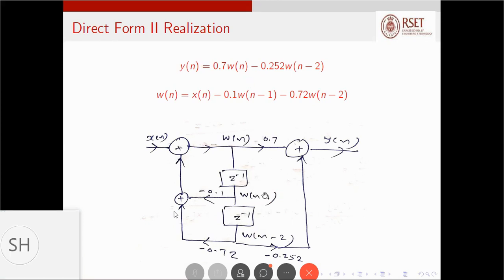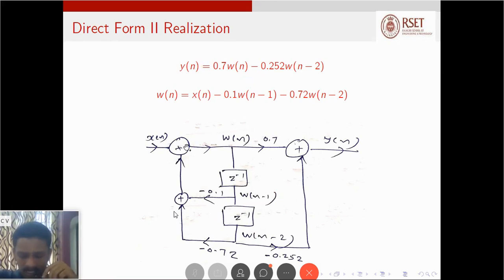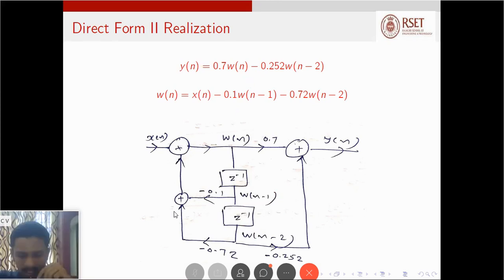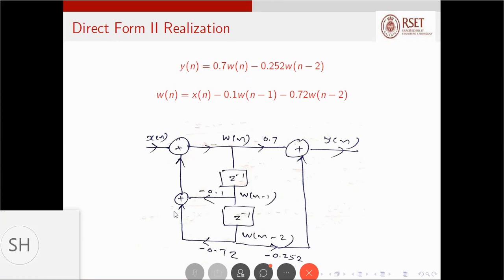Thank you, sir. The next question is, if M and N are the orders of the numerator and denominator of the rational system function respectively, then how many multiplications are required in direct form 1 realization of that IIR filter? Can you please ask once again that question? If M and N are the orders of the numerator and the denominator of the rational system function respectively, then how many multiplications are required in direct form 1 realization of that IIR filter?